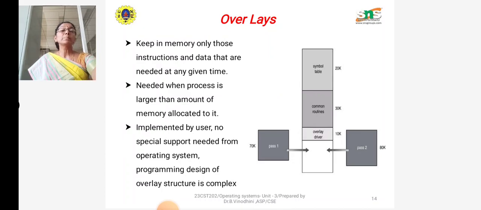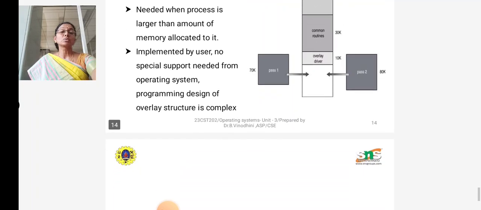In the physical memory we have the space of the operating system and the process sizes. For example, if you have process 1 and process 2, we cannot accommodate both processes in the memory. So whatever is common to both processes can be stored permanently in the memory. Whenever process 1 is required, process 1 is loaded. When process 2 is required, process 2 is loaded. This is the two-pass compilation in the overlays concept.